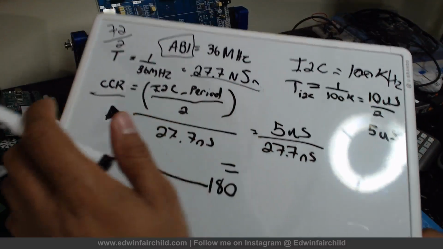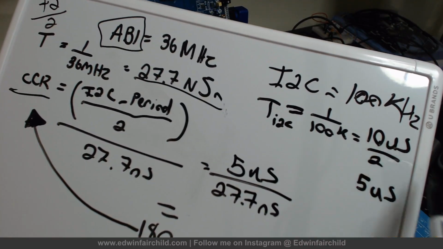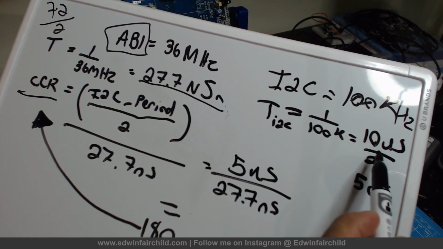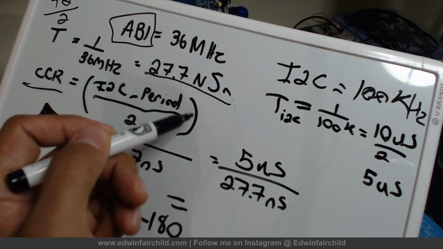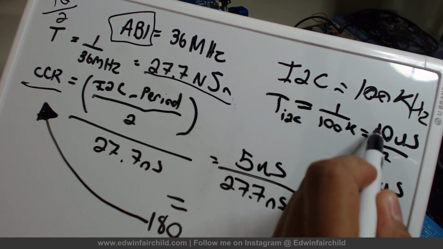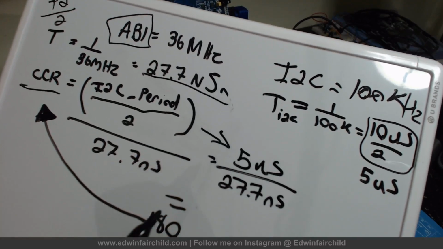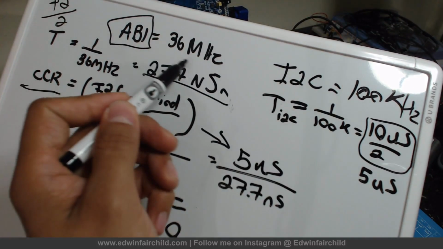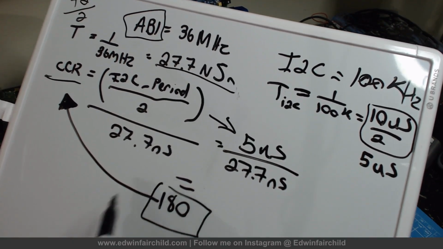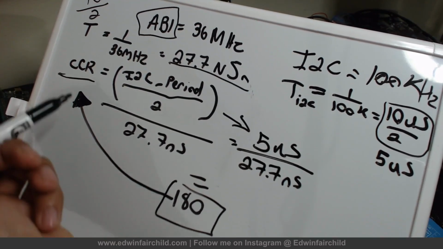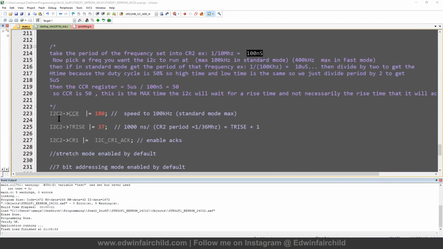Then we're going to find the period of that 100 kilohertz, which is 10 microseconds. So then we're going to take 10 microseconds and divide it by 2. You get 5 microseconds. So this whole top part is the I2C period divided by 2, which is what we just did right here. It's 5 microseconds. Then we're going to divide that by this number that we got up here that was saved in our head. And once you do that, it gives you the beautiful number of 180. That's the number we're going to write in this CCR register. So, there you go, 180.